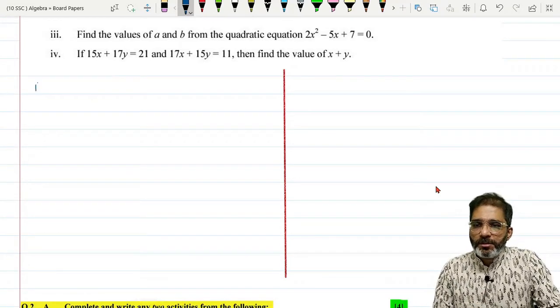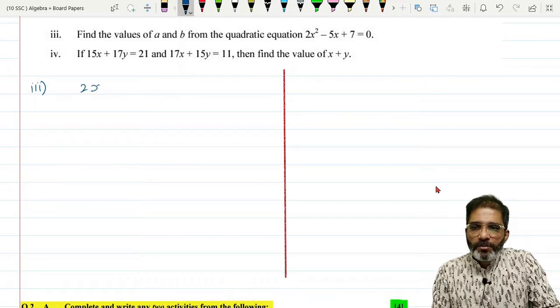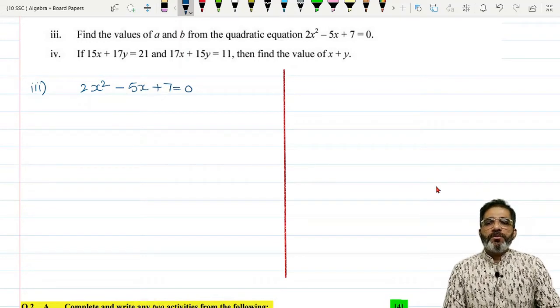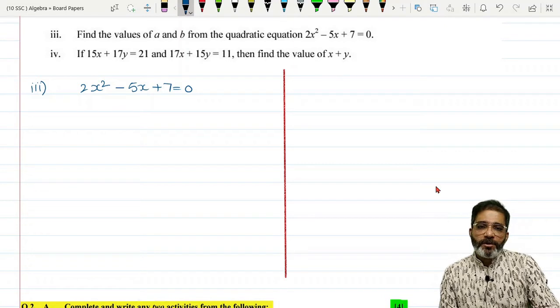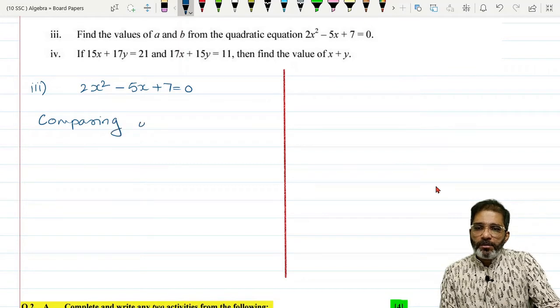So the third sum says they have given the quadratic equation, that is 2x square minus 5x plus 7 equal to 0. And the question is you have to find the values of a and b. Before we find the values of a and b, we have to write this down, comparing with the standard form.